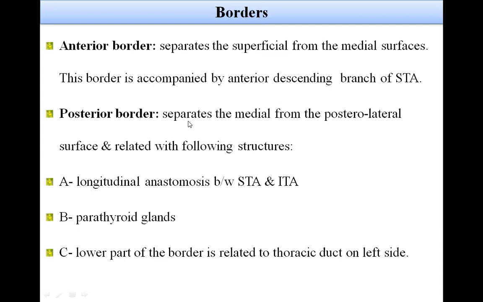So the thyroid gland has an anterior border and a posterior border. The anterior border is accompanied by the anterior descending branch of the superior thyroid artery. The posterior border is related to the longitudinal anastomosis between the superior thyroid artery and the inferior thyroid artery, and the parathyroid glands.